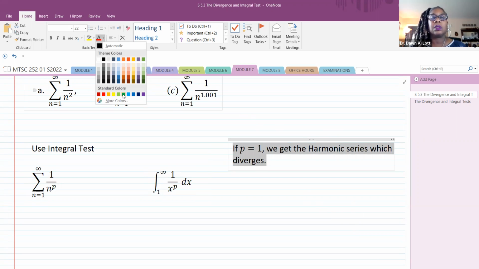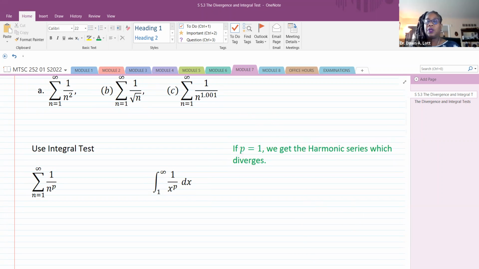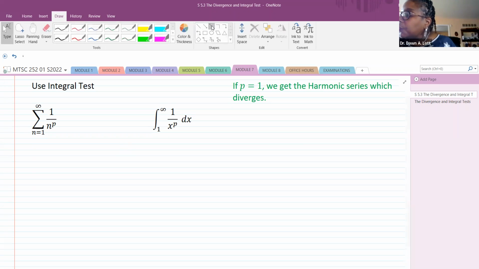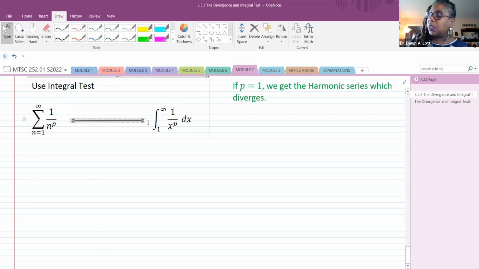Let's use a nice cool color. Okay, so what we are going to do is use the integral test. And if you remember, by the integral test, if the integral from 1 to infinity of 1 over x to the p converges, then the series converges too. Okay, so let's compute now.